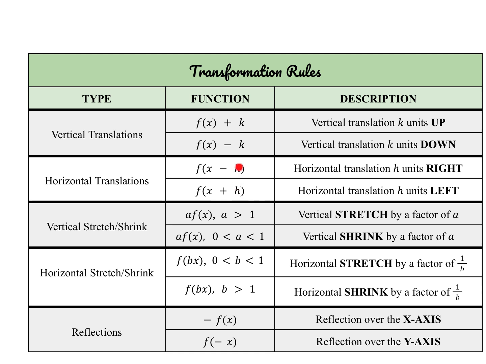And here we will always use the variable h for horizontal translations. So again, if it's specifically grouped with x in the parentheses, that's how we know it's horizontal. And if it's done to the entire function, that's how we know it's vertical.